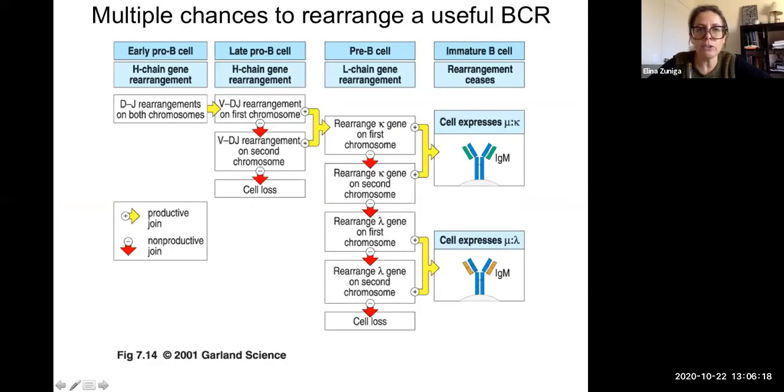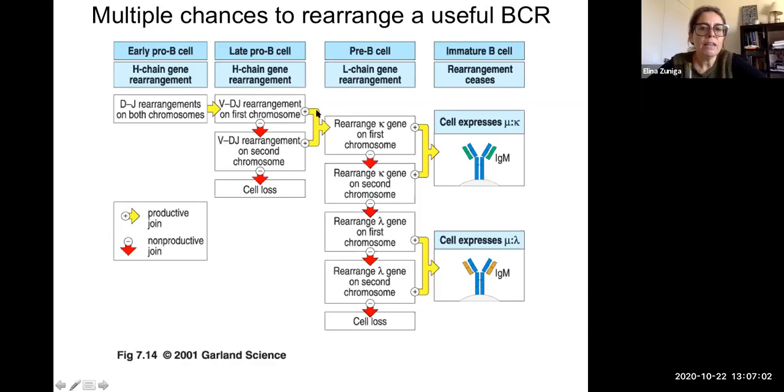And so this is another way to show it, and also keep in mind that there are multiple chances to rearrange a useful BCR. So here again are all the stages: early pro-B cell, late pro-B cell, the pre-B cell, and the immature B cell. First is the rearrangement of the heavy chain locus. The D and the J are brought together in a random fashion, and then later on, in the late pro-B cells, the V is brought together with D and J in the first chromosome.